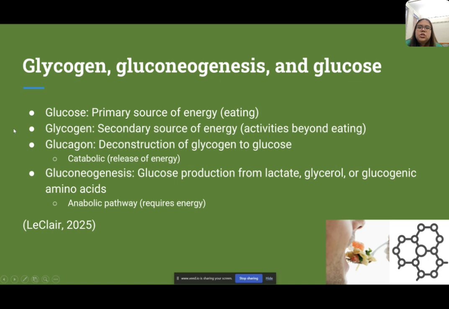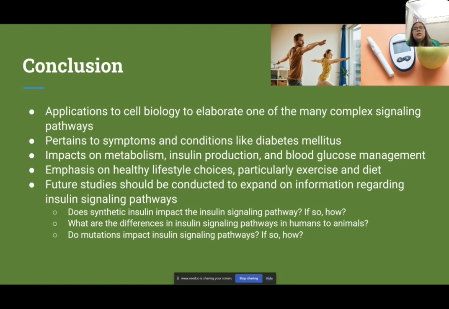Glucagon triggers the breakdown of glycogen to glucose. Specifically, this exhibits catabolism because it releases energy as it's deconstructing glycogen to glucose. Gluconeogenesis is the production of glucose from lactate, glycerol, or glucogenic amino acids, which is relative to anabolic pathways, which require energy to allow glucose to be produced.